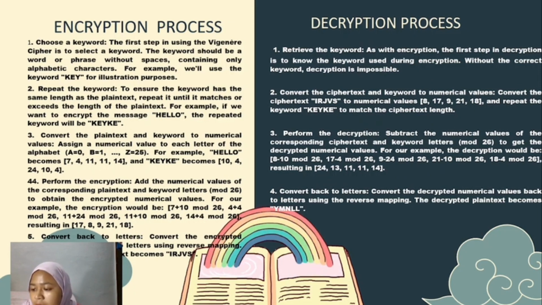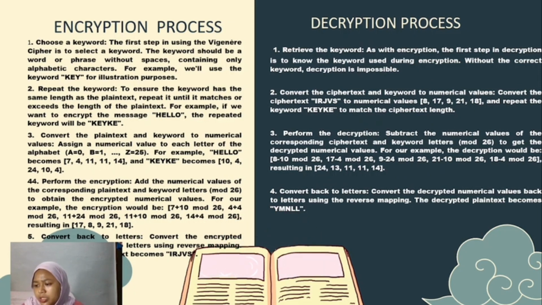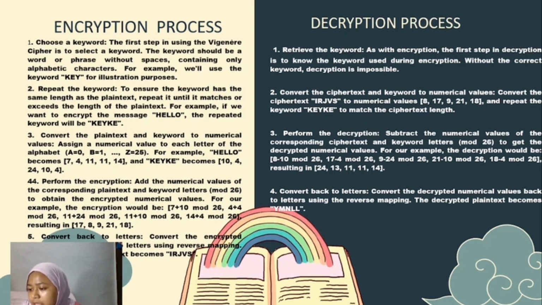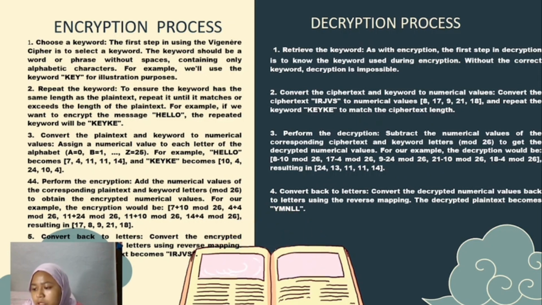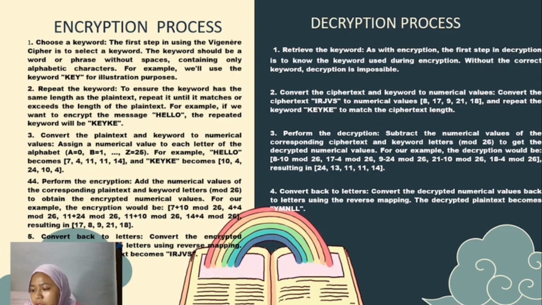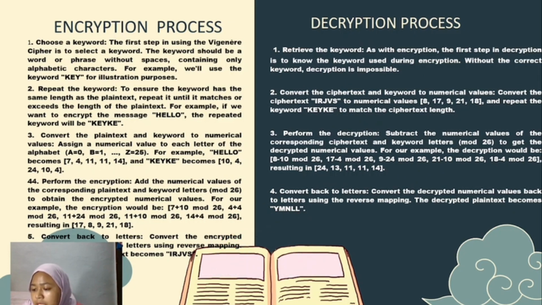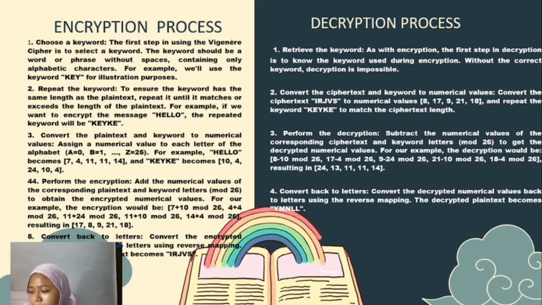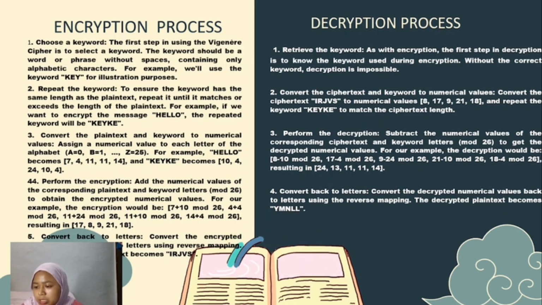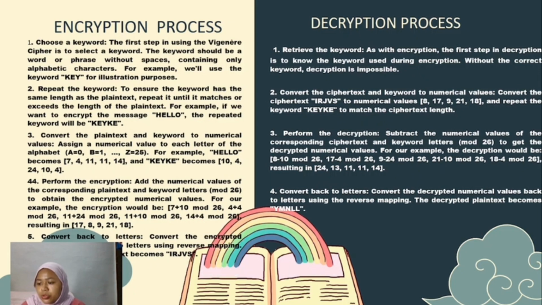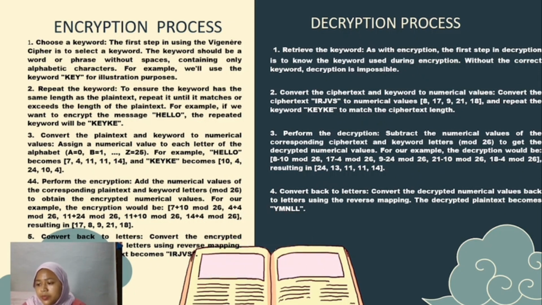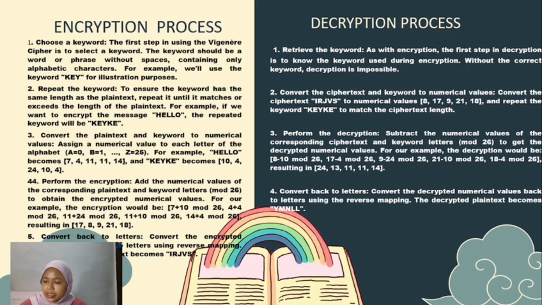Perform the encryption. Perform the encryption is number 4. Add the numerical values of the corresponding plaintext and keyword letters, mod 26, to obtain the encrypted numerical values. For our example, the encryption would be 7 plus 10 mod 26, 4 plus 4 mod 26, 11 plus 24 mod 26, 11 plus 10 mod 26, 14 plus 4 mod 26. The result is 17, 8, 9, 21 and 18.